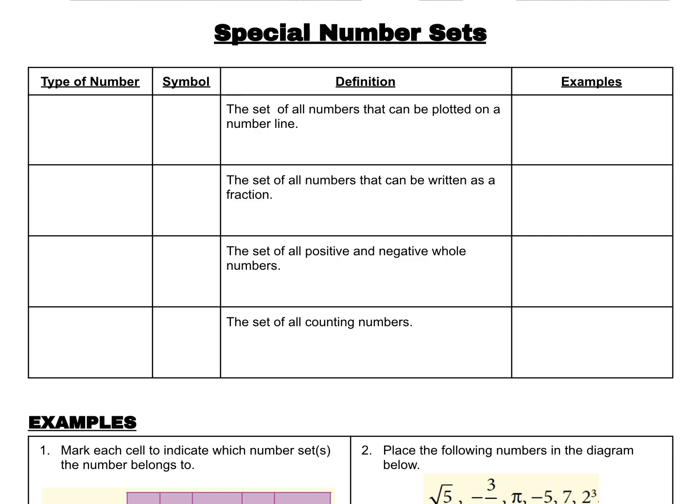Today we're going to talk about special number sets. So we have 4 types of numbers that we are going to focus on. So the first type of number are going to be our real numbers.